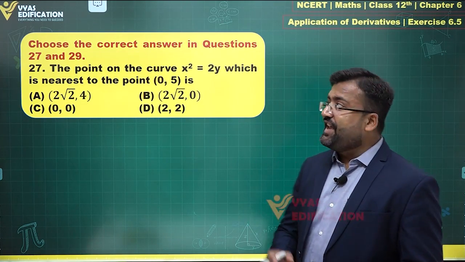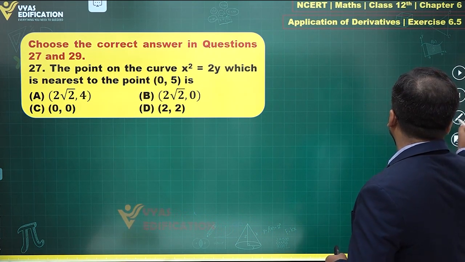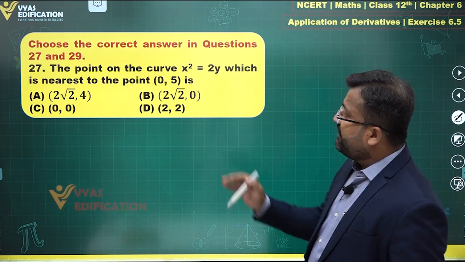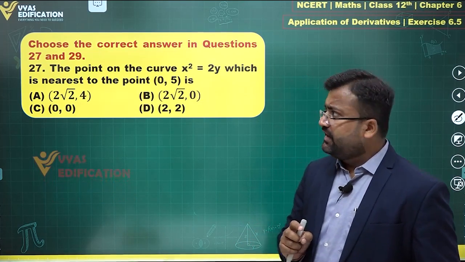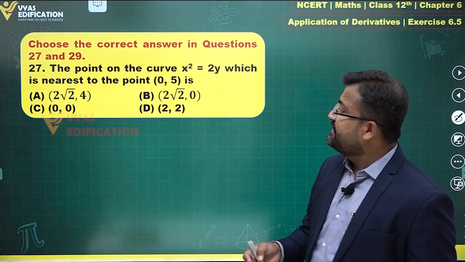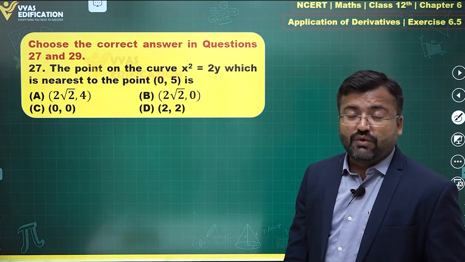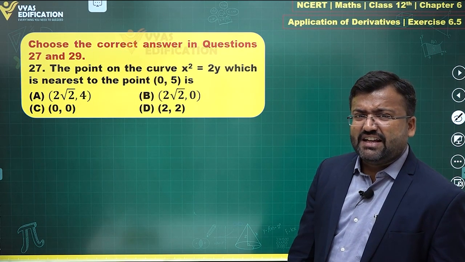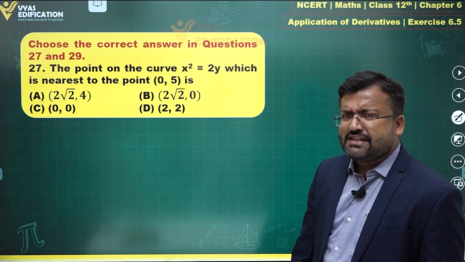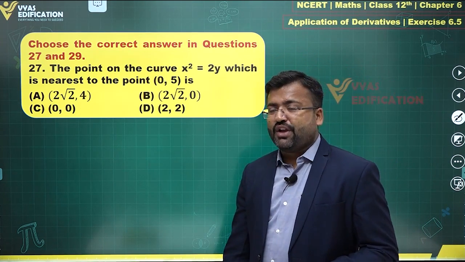Question number 27 says that the point on the curve x square is equal to 2y, which is nearest to the point 0, 5 is which of these points, right? So one of the approaches, since this is an objective question, is that we can check whether these points lie on this curve x square is equal to 2y, that's the first thing. And then the next thing is, which of these distances is smallest? That's what you can do for the objective approach. That's not what you're looking at, right?